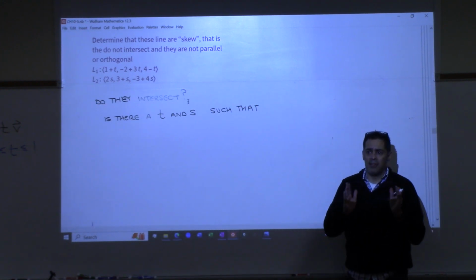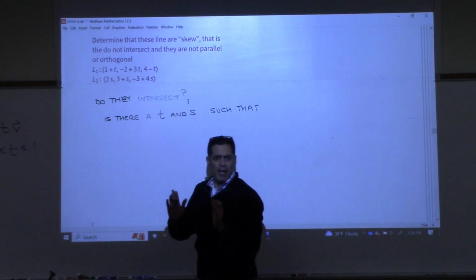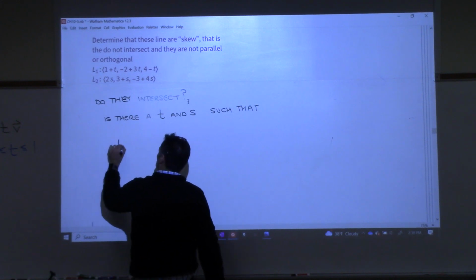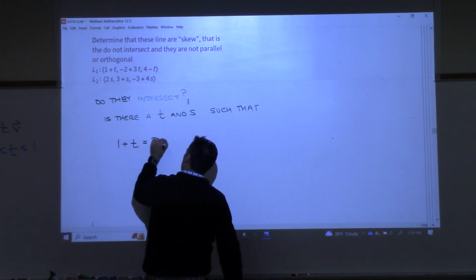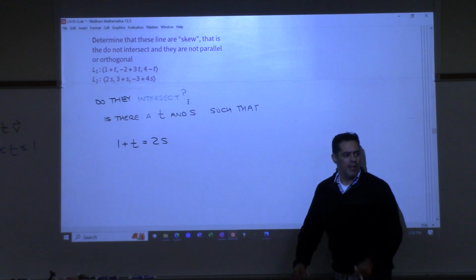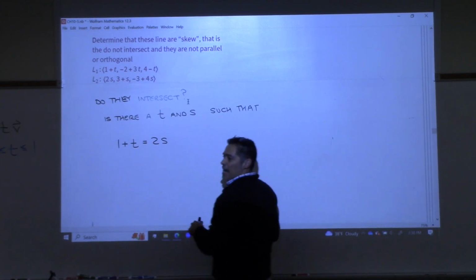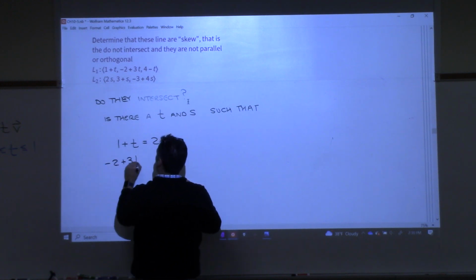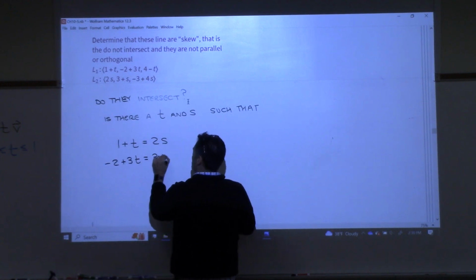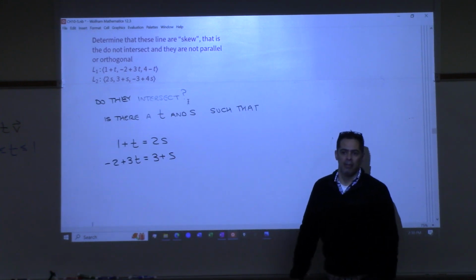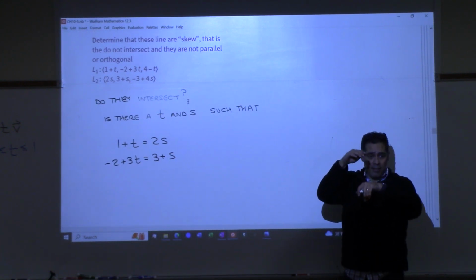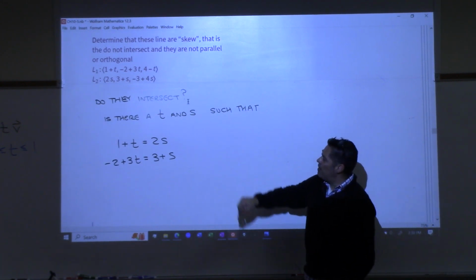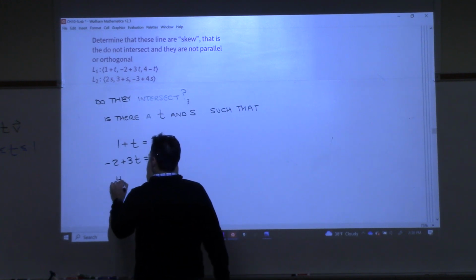What? We need the x components to be the same at the same place, right? So we need 1 plus t to equal 2s. 1 plus t must equal 2s. Is that the only condition we need? And we need the y components to be the same. So negative 2 plus 3t must equal 3 plus s, right? So we need the y components to be the same. There's some s and t that are going to make the x components the same, the y components the same, and then finally, we need the z components to be the same.